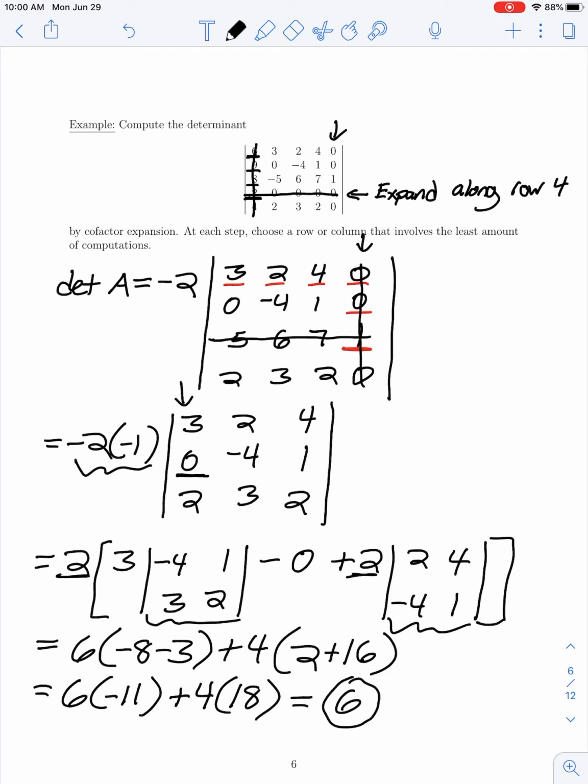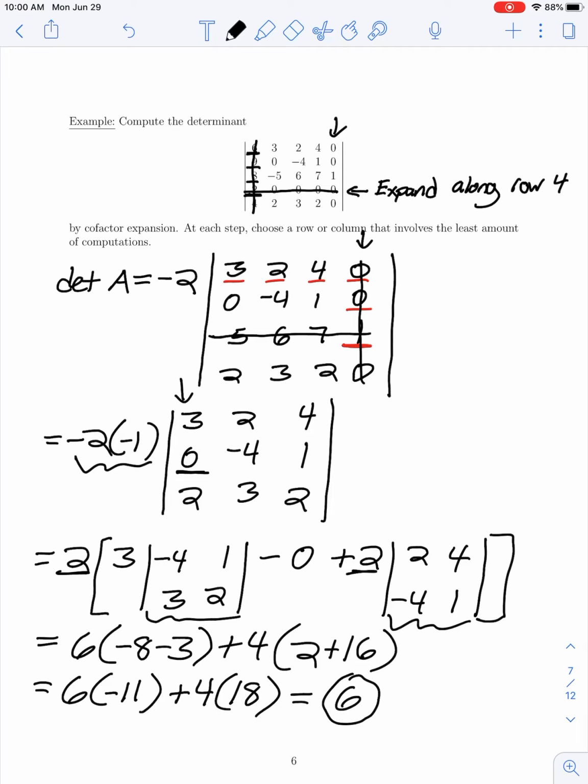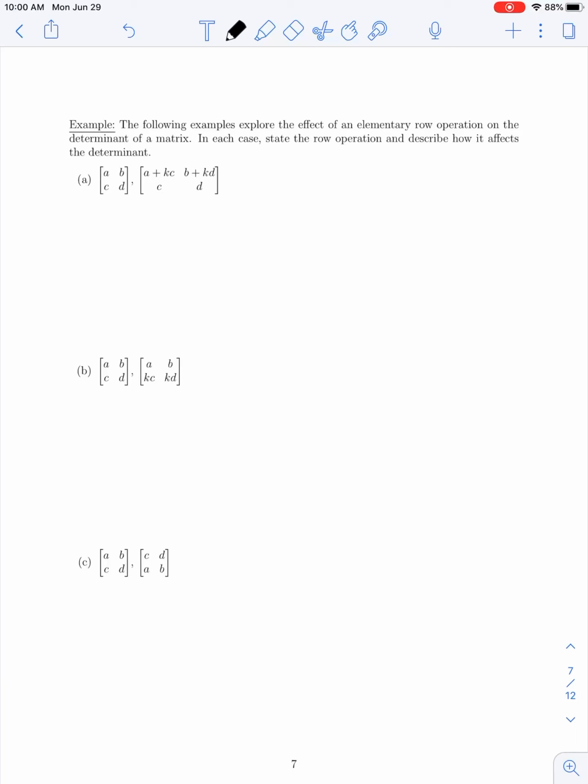So here, again, by exploiting the fact that we can expand along any row or column, expanding along a row or column that's mostly zeros makes this problem much easier than trying to expand along, say, the first row, where we would have a bunch of terms involving the determinants of 4x4 submatrices. All right. So let's look at some other examples.